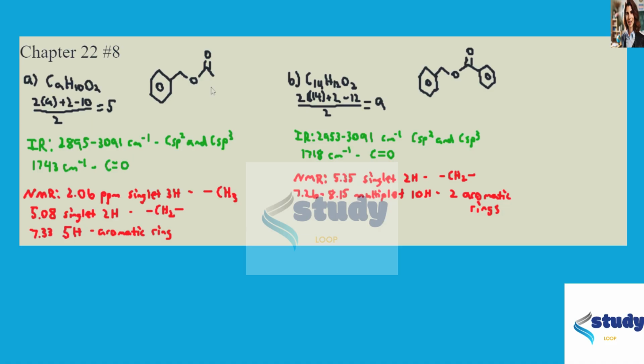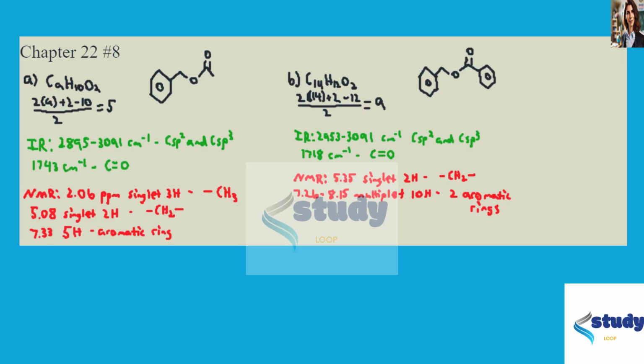And they could be switched, but again, looking at this 5.08 shift for this CH2 group, that's pretty significantly shifted downfield. And so that to me is suggesting pretty strong deshielding based on being in between this aromatic ring, which is going to cause deshielding, and this oxygen, which is going to cause further deshielding.